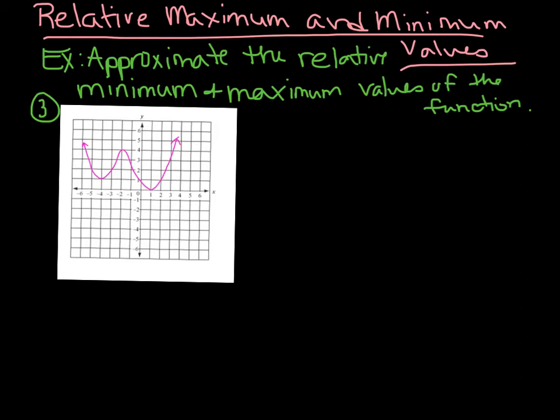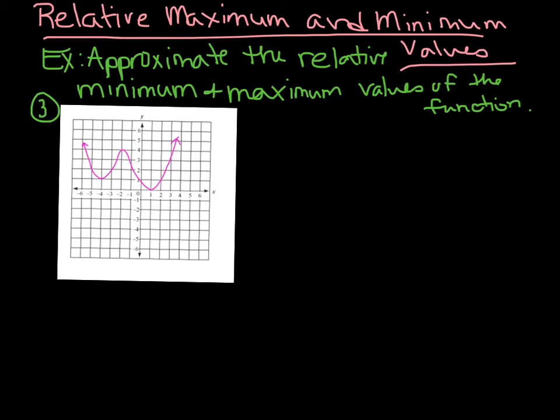Okay, I want to discuss just one more thing here, and it's kind of related to increasing and decreasing. This is called relative maximum and minimum values. So we're just going to do this one example. I'm going to ask you to approximate the relative minimum and maximum values of the function. Usually you hear minimum and maximum as only one value, but in this case, they're not going to be the absolute maximum or minimum. It's only going to be relative to other points on the graph.